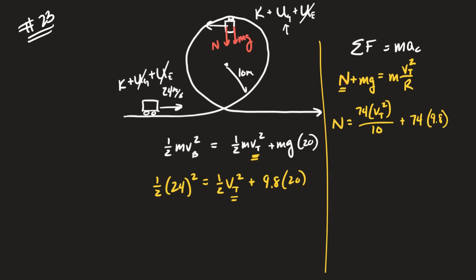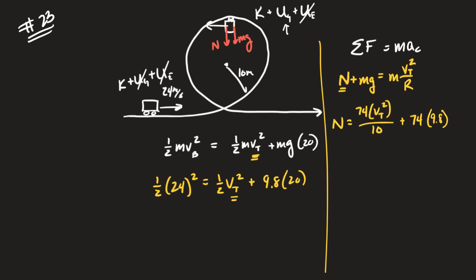Now, your numbers may vary. Actually, they say 73 kilograms. I'm going to leave it 74. Your number's probably different anyways. So that's going to tell you the force from the track, from the seat on the person in the ride.